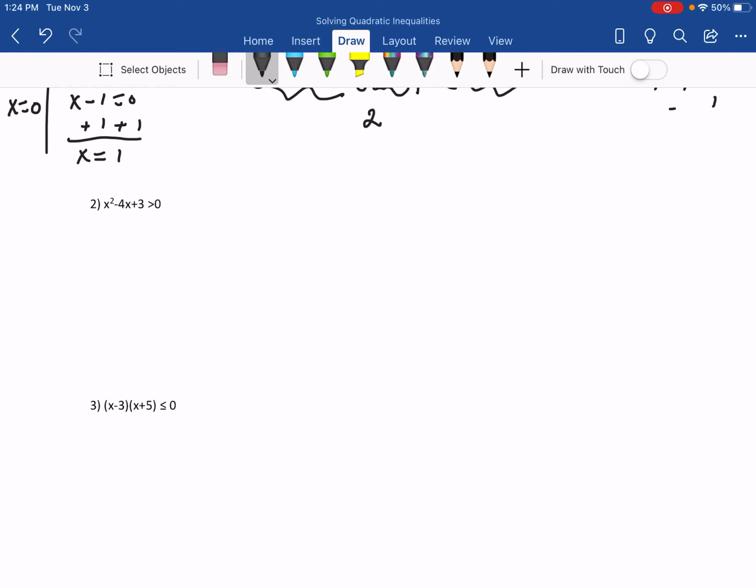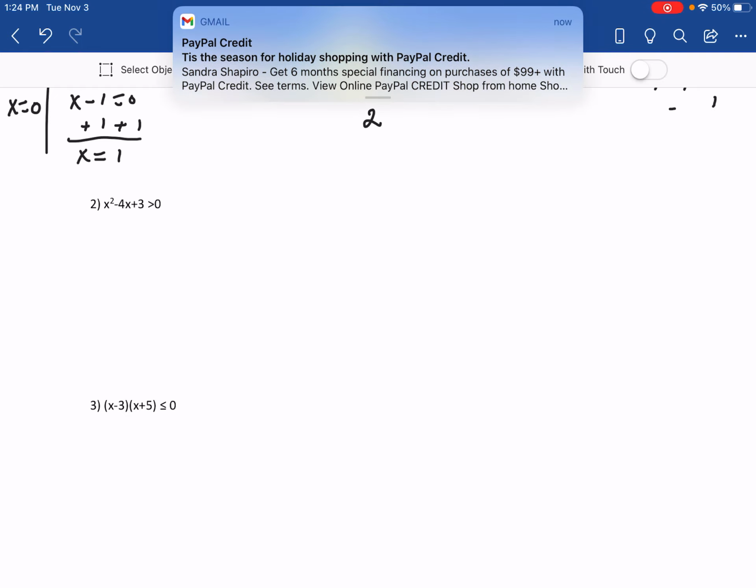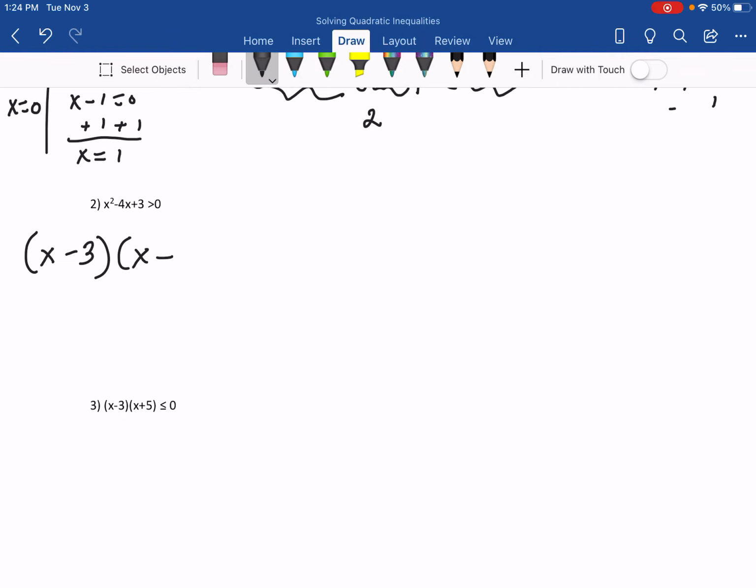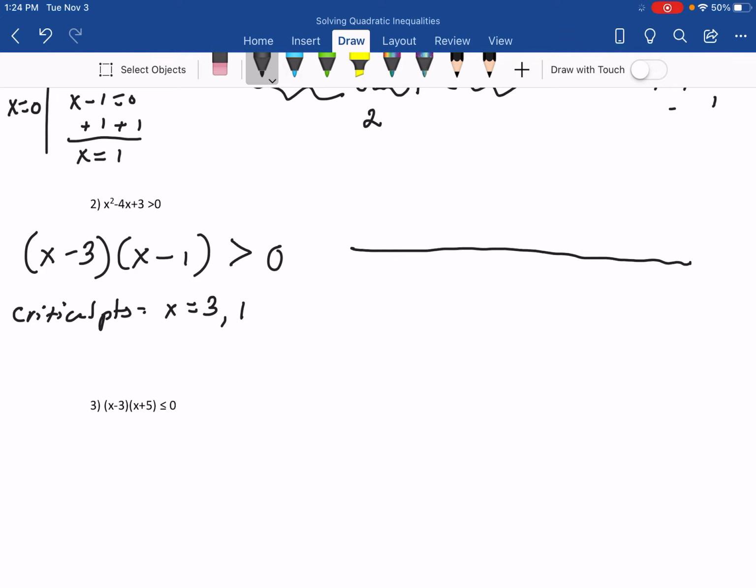So for number 2, it factors as x minus 3 times x minus 1. We're looking for greater than 0 here. So the critical points for x are 3 and 1. Okay. So I'm just going to write x minus 3, x minus 1. It's a lot easier to substitute into the factored expression rather than the quadratic expression with the square.